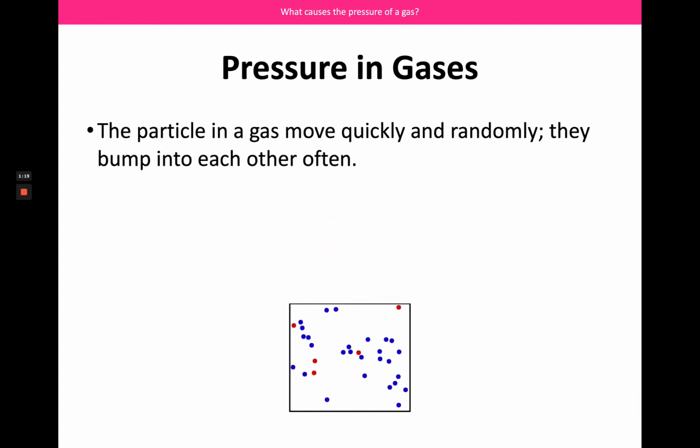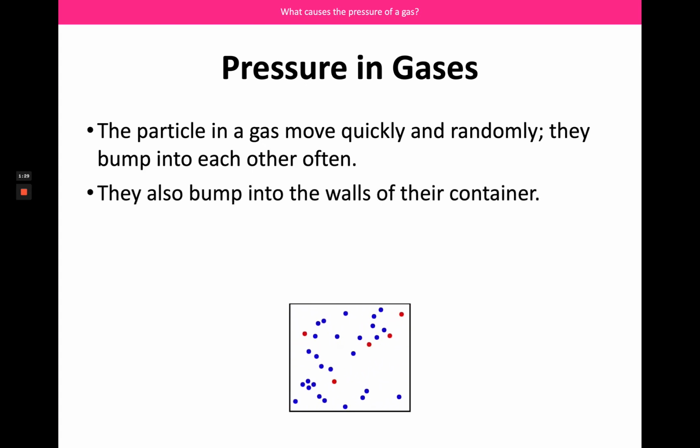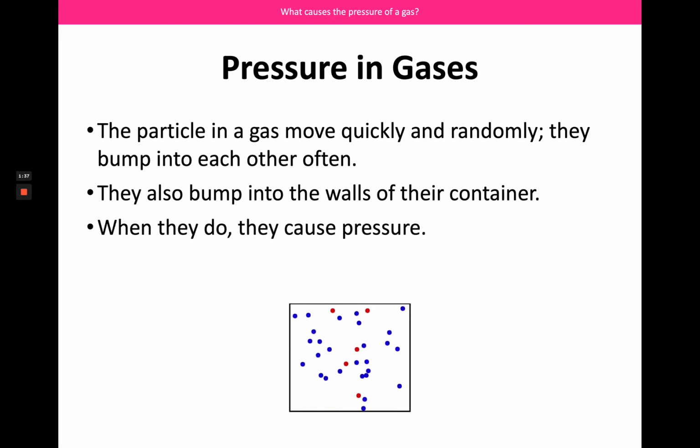So let's remind ourselves that in a gas, the particles are moving quickly, they're moving randomly, they often bump into each other, but there is generally a lot of space between them. But they also bump into the walls of their container, right? We can see that in that animation, still at the bottom of the screen. And when they do, that's what causes pressure. That's why we get pressure in gases.